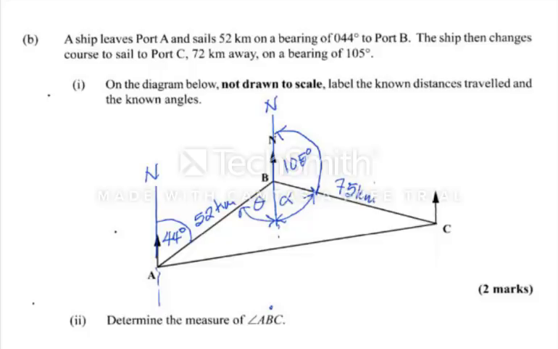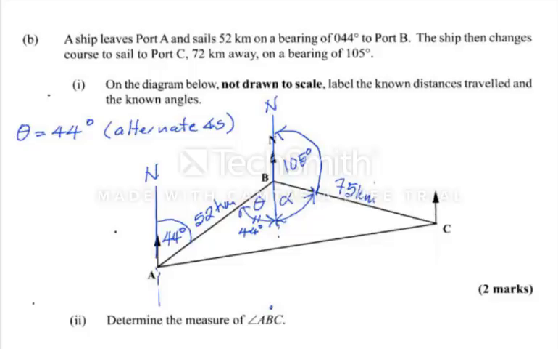So this north-south line here and this north-south line are parallel, and the line AB would be a transversal. If that is the case, it means that theta would be equal to 44 degrees. And the reason for that is that they are alternate angles. All right. Alternate angles or Z angles. So theta is equal to 44 degrees. So this angle here is also 44 degrees, and the reason is that you have alternate or Z angles.